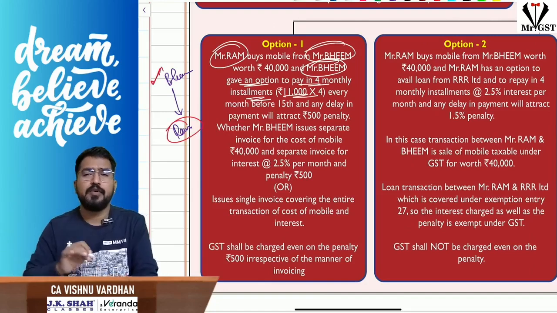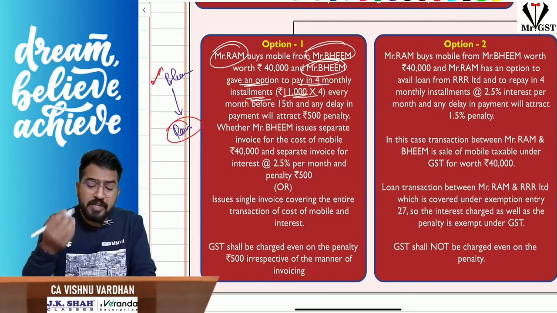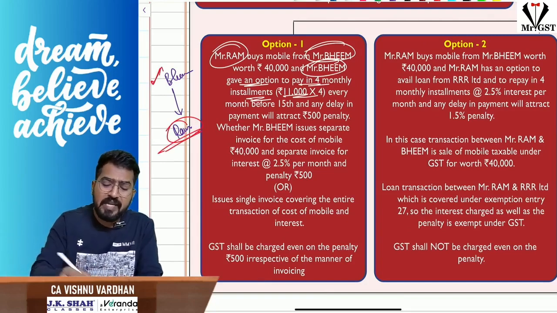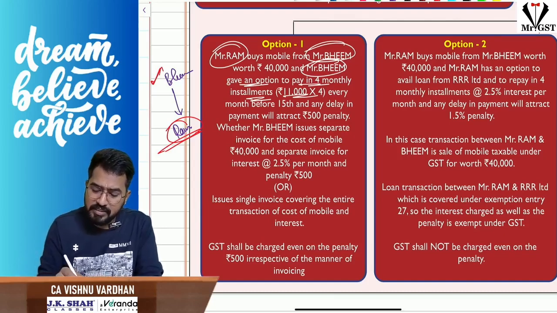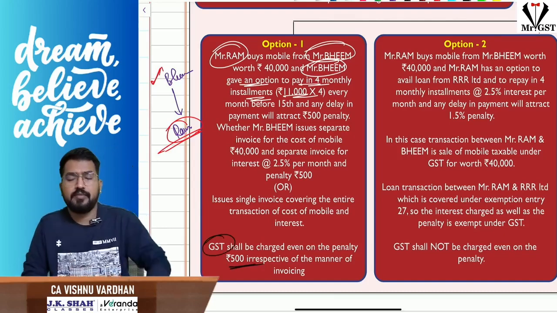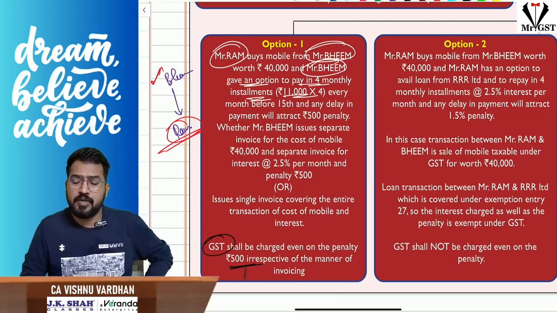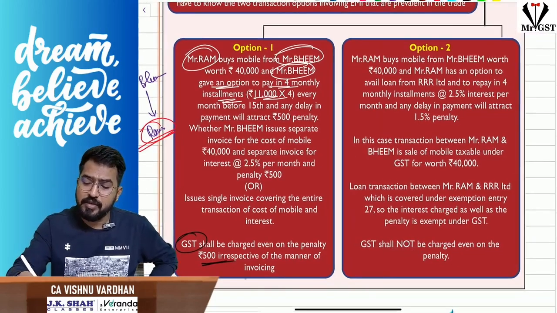From Ram. For what? Because Beam is allowing Ram to pay the consideration late. So this interest, this late fee, whatever has been charged, for that GST will be charged.